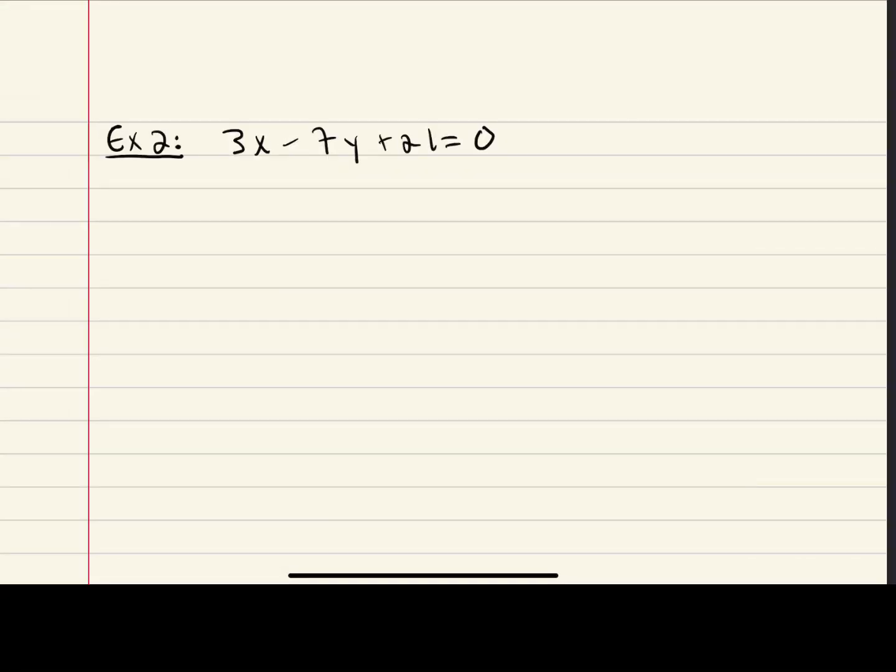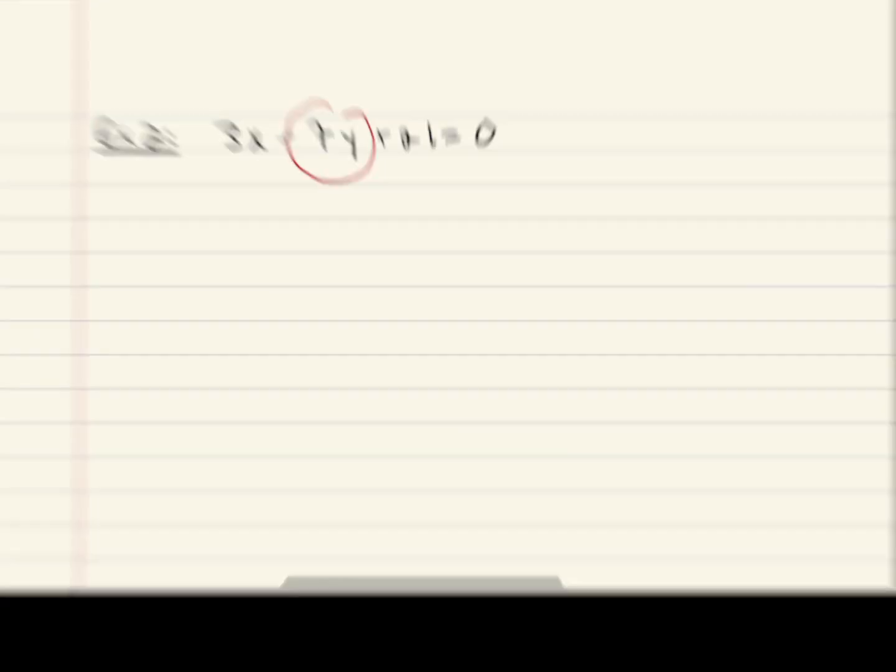Okay, we're going to convert this equation, which is already in standard form, to the slope-intercept form. And we're going to do this just like we did the first time, which is we're going to isolate for the y first, and then using 2-step algebra, get everything to the other side.